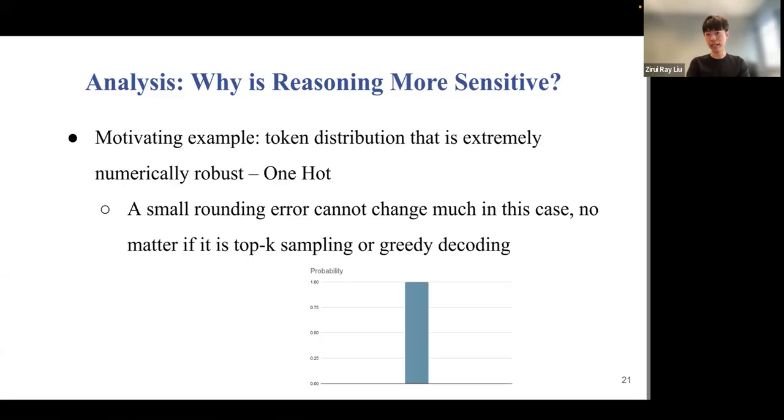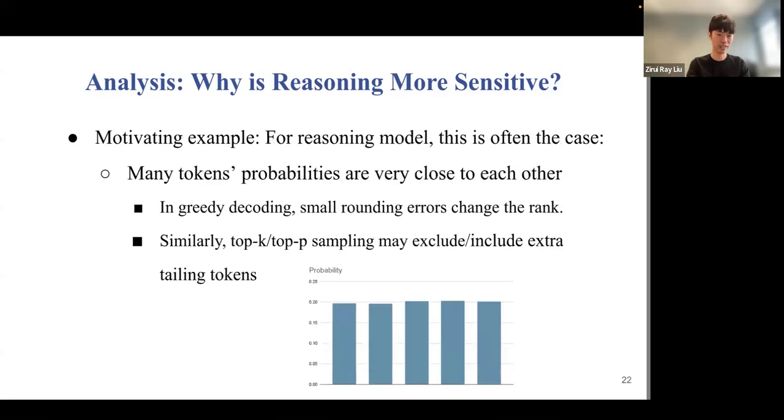But this is not the case for the reasoning model. If you think about it, their distribution is actually more similar to the uniform distribution. Many tokens have probabilities that are very close to each other. We did the profiling, and we found this is the case for reasoning models. And intuitively, in this case, they are very sensitive to numerical error.